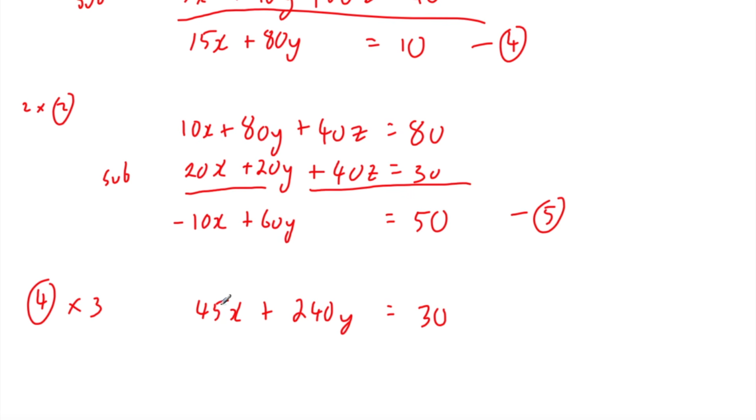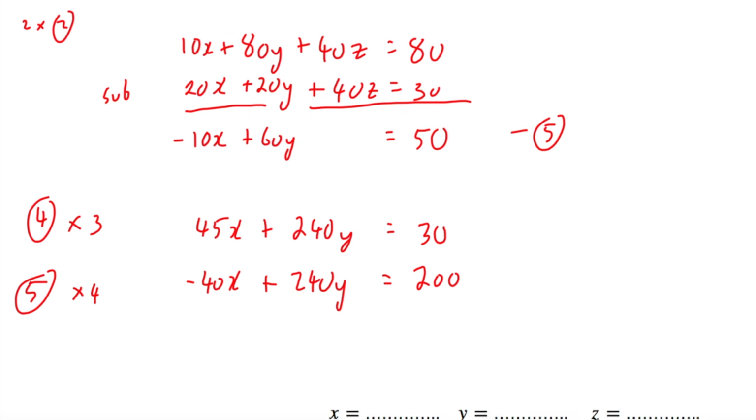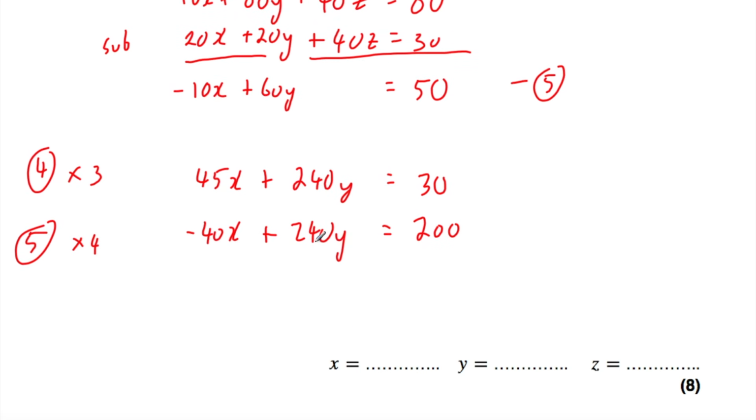And then if we times equation 5 by 4, so we times this equation by 4, what do we get? So minus 10x times 4 would be equal to minus 40x. We've then got 60y times 4 would be 240y, which is what we wanted. And that equals, when we times 50 by 4, that's equal to 200. So that's great. We've now got two equations with 240y and 240y.